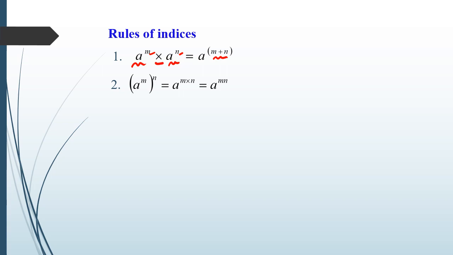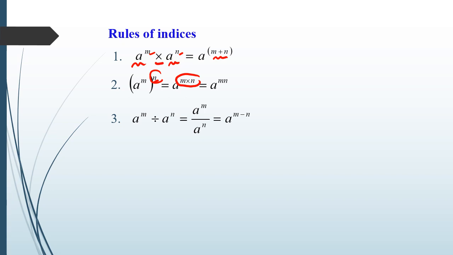The second one is when a to the power of m is raised to the power of n. This means a to the power of m multiplied n times. So we have a^m multiplied by a^m multiplied by a^m, n times. So we can write it as a to the power of the indices multiplied together: a to the power of m multiplied by n.